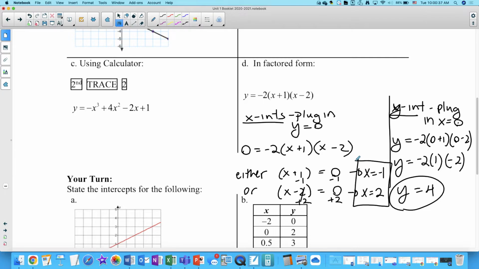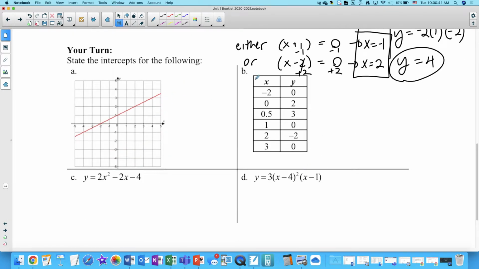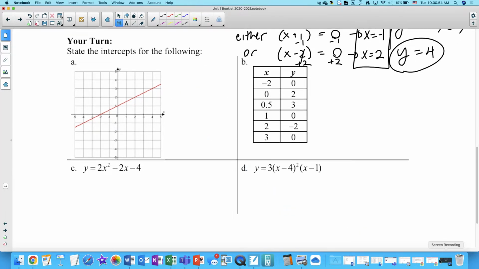Okay, questions? All right, so I'm going to get you to just do these three. And then we'll do all of the calculator stuff at the end, because I also want to talk about max-min values. Okay, so do A, B, and D, and we will reconvene in a couple minutes.